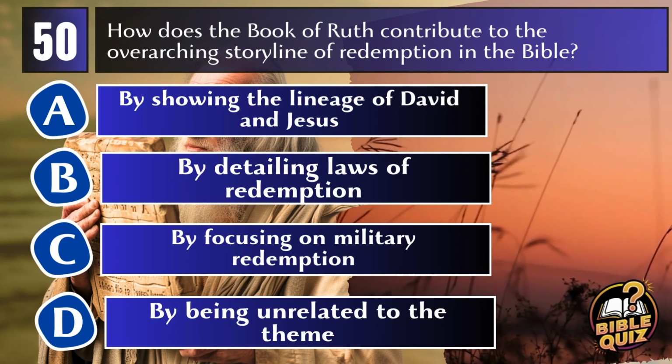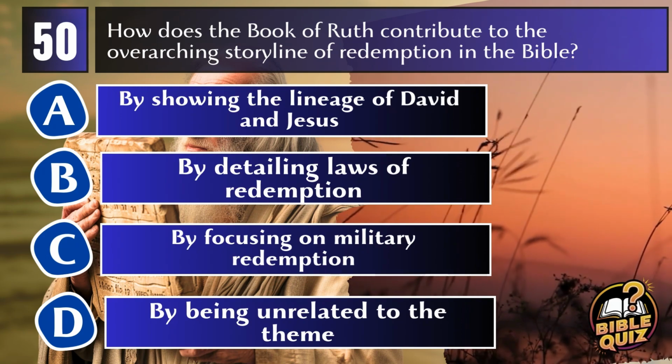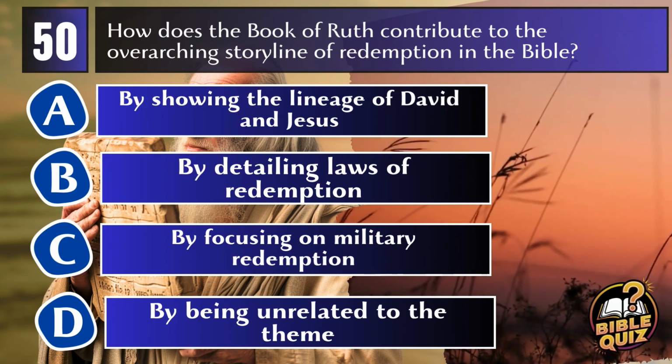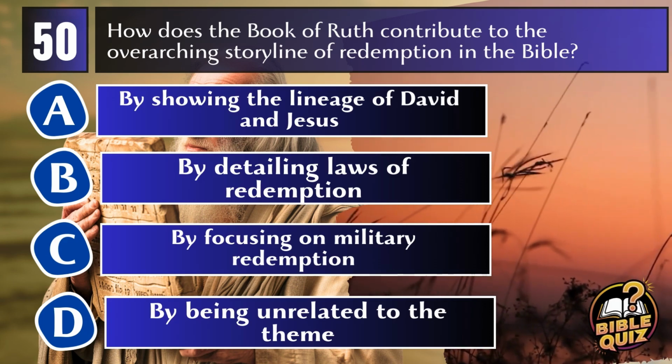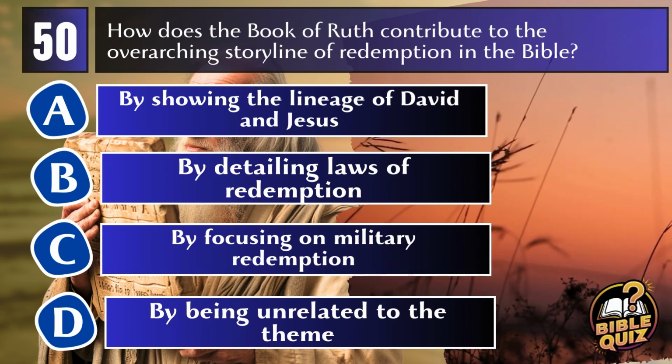A. By showing the lineage of David and Jesus. B. By detailing laws of redemption. C. By focusing on military redemption. D. By being unrelated to the theme.